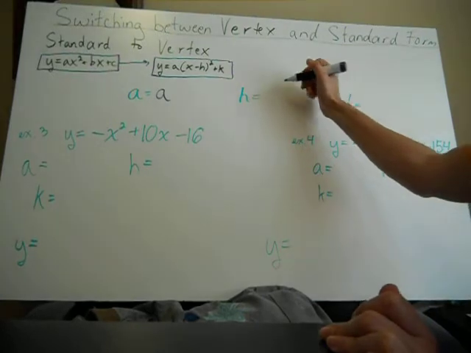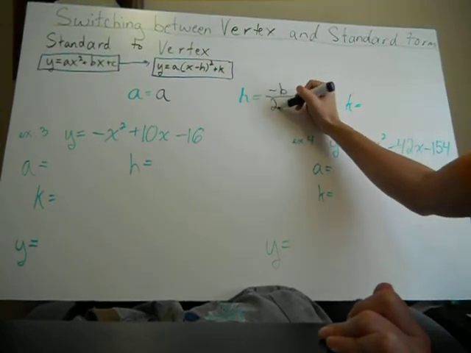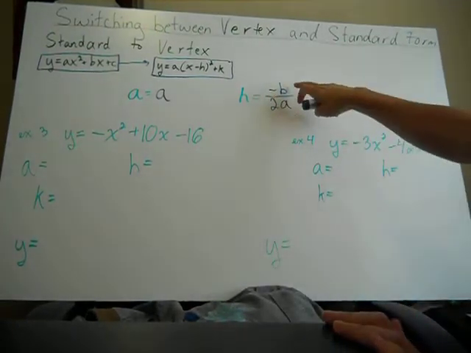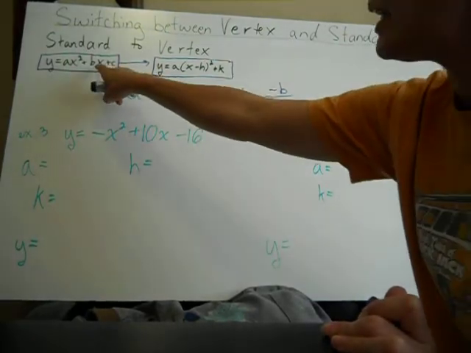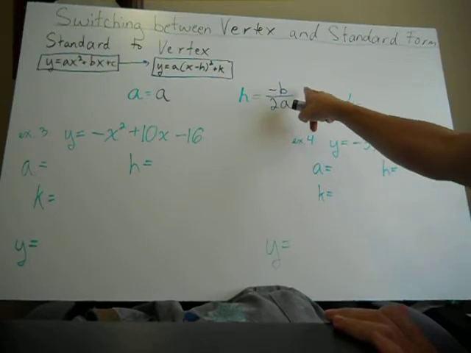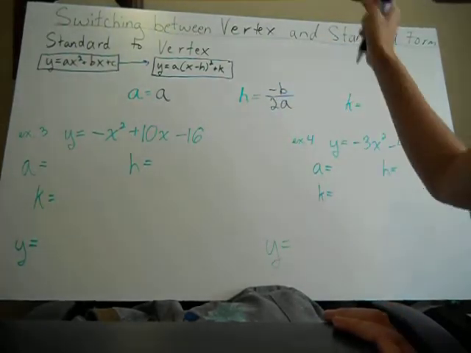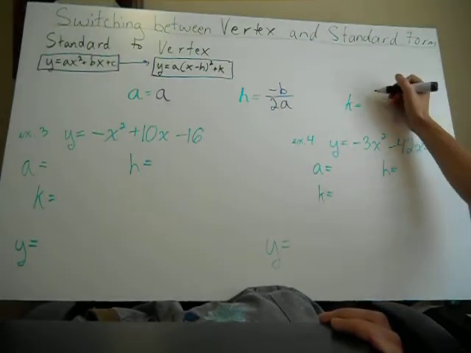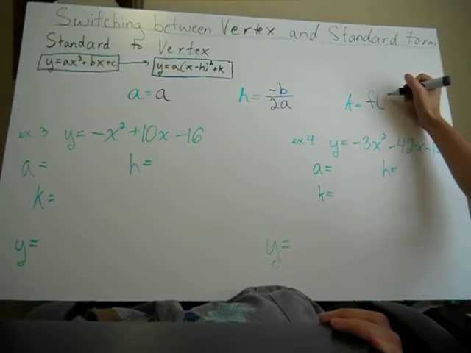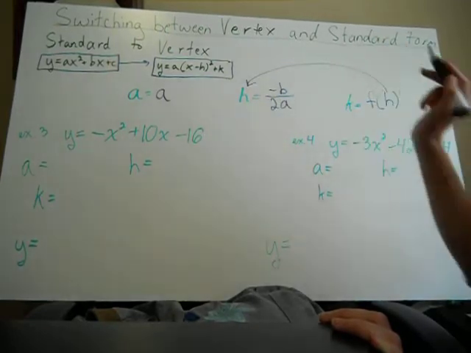H comes from your Algebra 1 axis of symmetry, negative b over 2a. And this b and a are referring to the b and the a here. And then k, whatever you get for h here, you're going to plug that value into the function to find out what k is. So we're going to use that function notation and say that it's f of h. And the h we're talking about is that h right there.